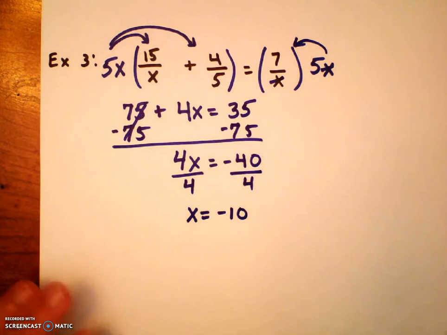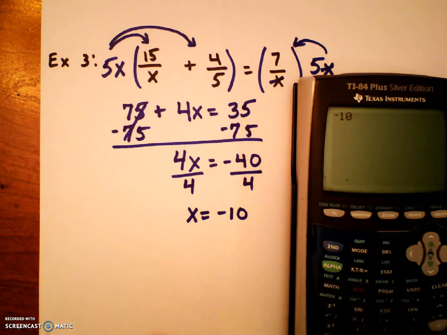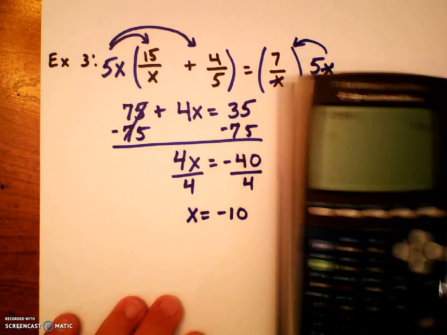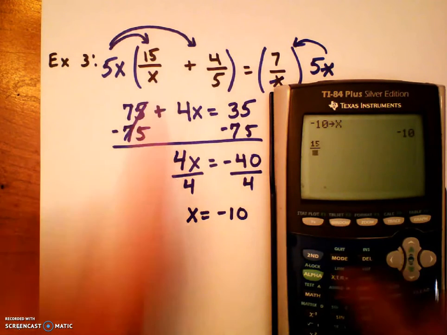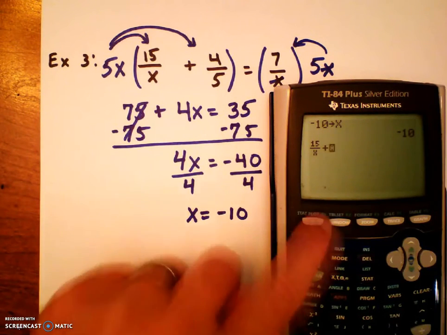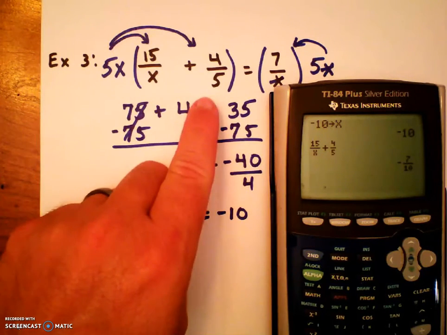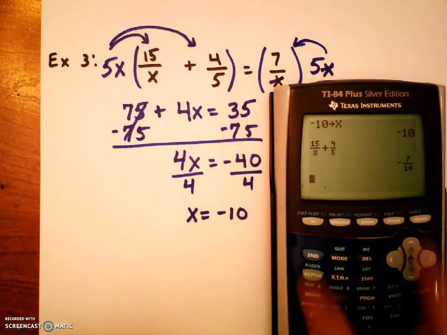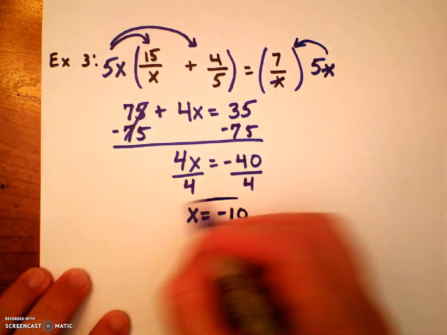And just like before, check your work. So negative 10, store x. And we're going to type the left-hand side in. Just get practice by getting your fraction bar. Hit enter. Once you do that, get a number. And then type in the right-hand side, which is 7 over x. And it's going to get you the exact same thing, which means your solution is good. That is your final answer.